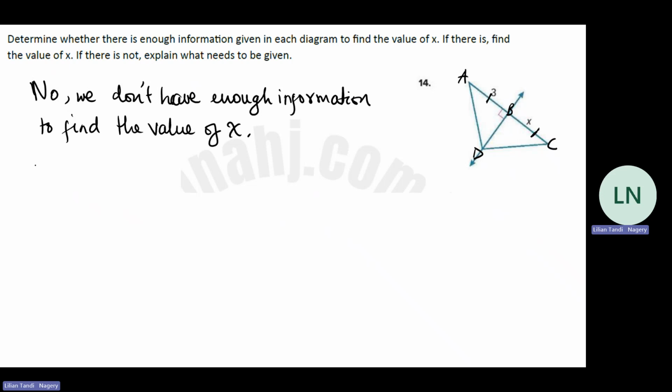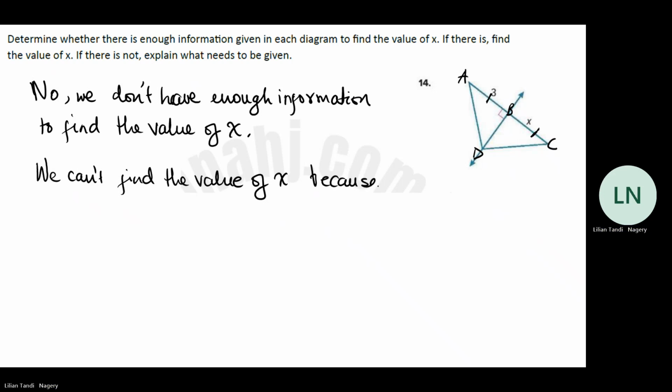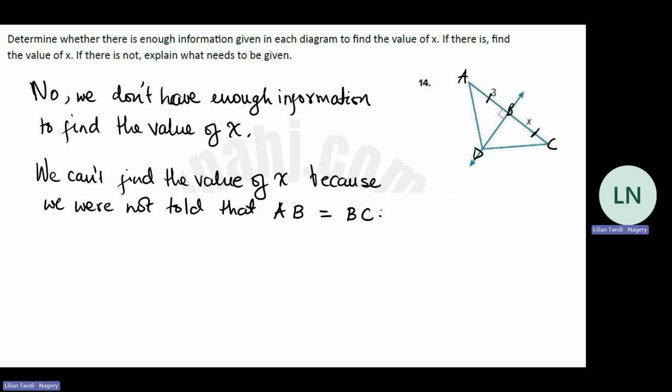Yes. We cannot find x. We can't find the value of x because we were not told that AB is equal to BC. Just that. Okay? All right, let's move on.